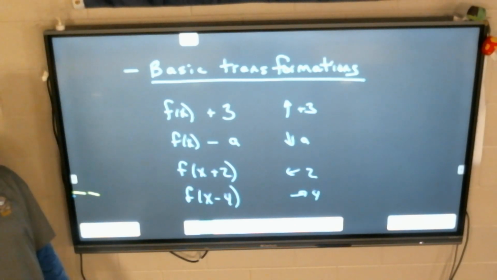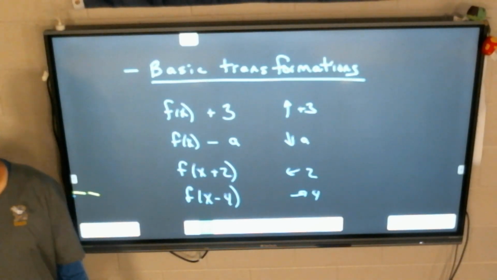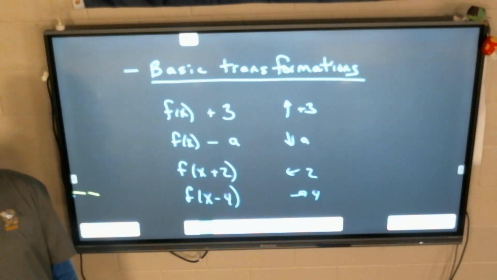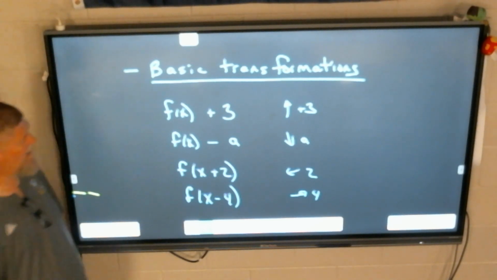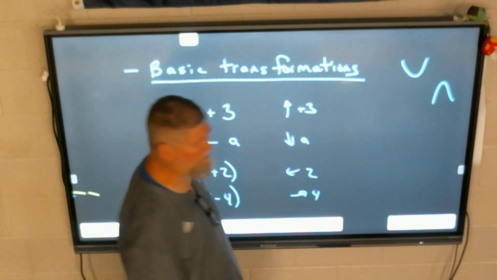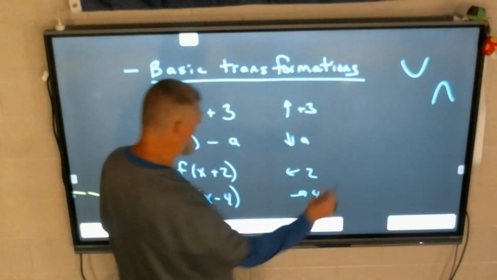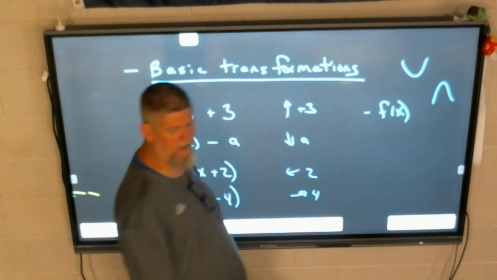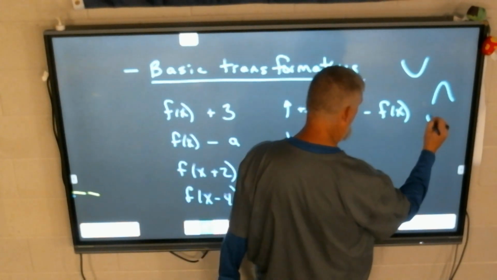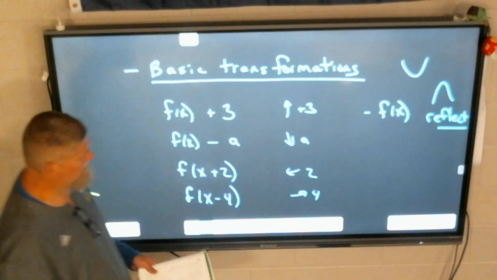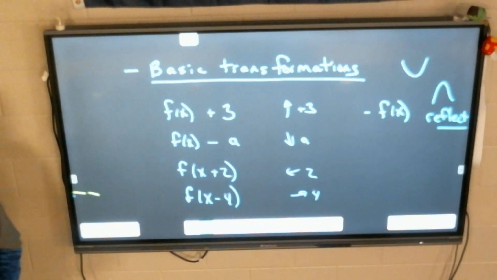Okay. How do I flip the function? Multiply by what? Like, for instance, I have a parabola, but I want it to look like that. What do I multiply by? Negative 1. So if I do negative f of x, I put the negative out front, I multiply everything by negative 1. That's going to reflect, or flip it, if you will. All right, those will come back to be important later on.